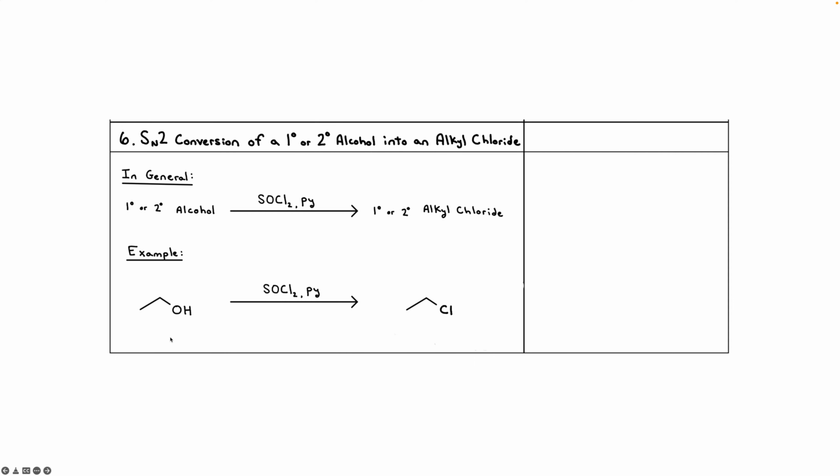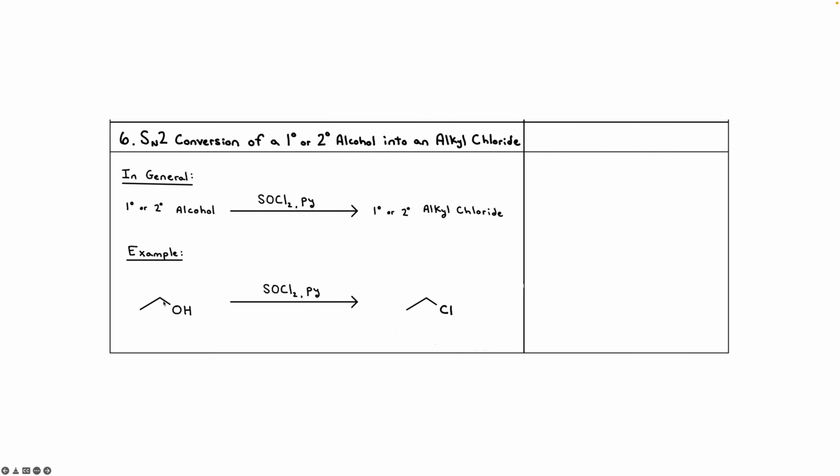Alcohol is a molecule that has an OH attached to a carbon chain. If the carbon that is bonded to the oxygen is bonded to just one other carbon, it's described as a primary alcohol. If the carbon that's bonded to the oxygen is bonded to two other carbons, it would be described as a secondary alcohol. So what's drawn here, which is ethanol or drinking alcohol, is a primary alcohol.